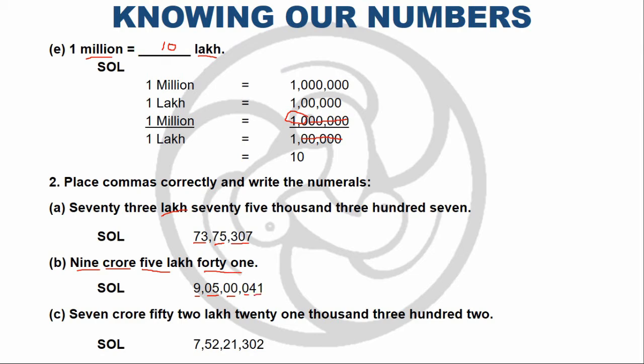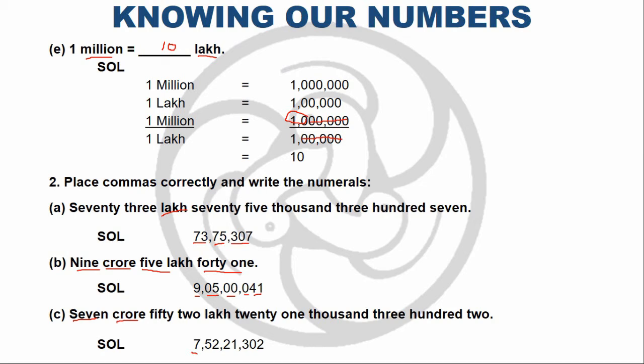Okay, what is subdivision C? 7 crore 52 lakh 21,302. Again crore is an Indian system. How do you put commas? After 3 digits a comma for separating the 1000, after 2 digits a comma for separating the lakh, and after 2 digits a comma for separating the crore. What is the value given here? 7 crore. Very first we write 7, and after 7 you put a comma.